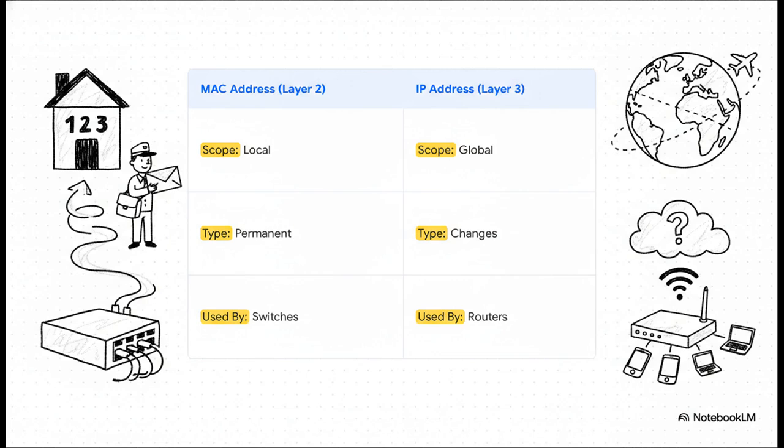Your MAC address, the layer 2 address, is like your permanent house number. It's only useful for the local mailman. Your IP address, on the other hand, is a layer 3 address. Think of it like your postal code. It's temporary. It can change every time you connect to a new network. And its job is to tell the global postal service which city or which network you're currently in. You need both to get anything done.